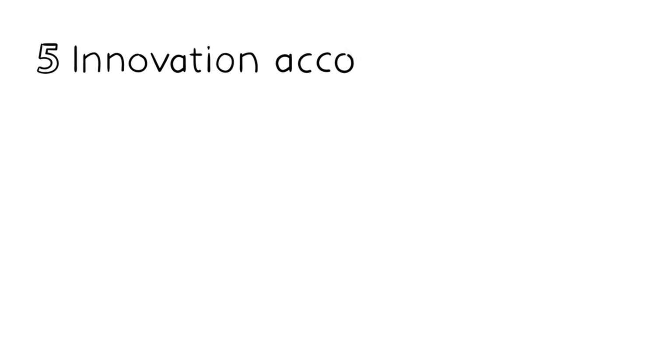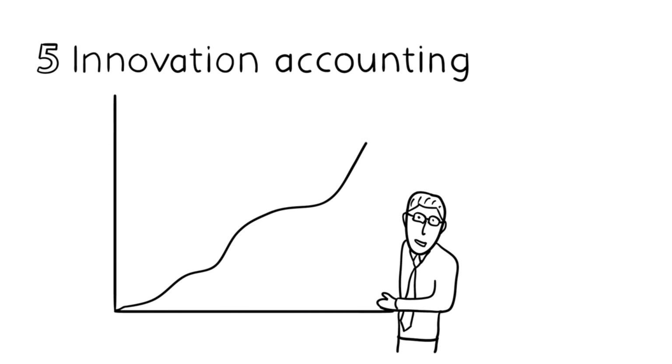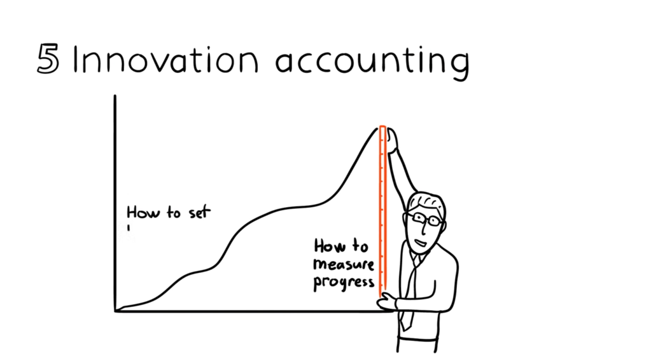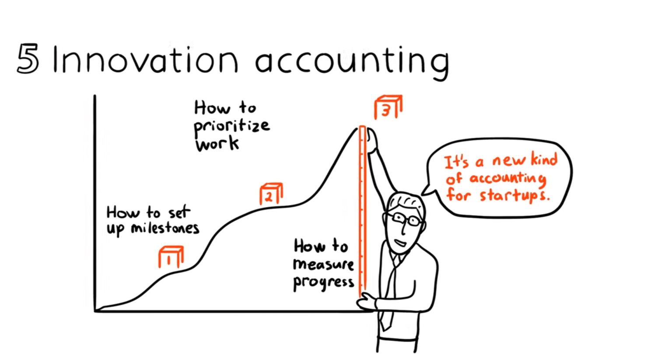This measurement is called innovation accounting. To improve entrepreneurial outcomes and hold innovators accountable, we need to focus on the boring stuff, how to measure progress, how to set up milestones, and how to prioritize work. This requires a new kind of accounting designed for startups.